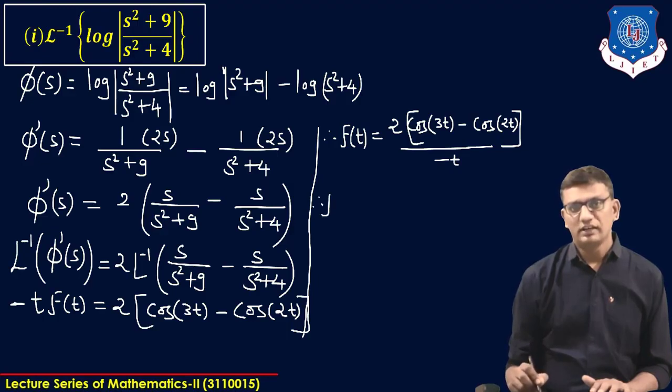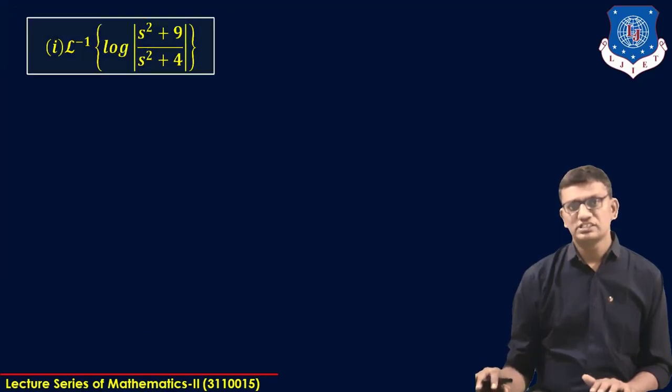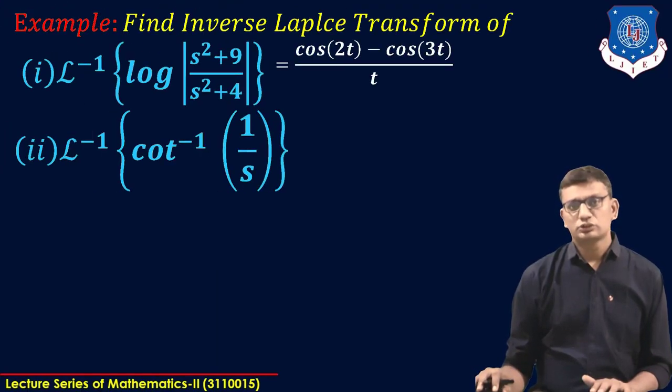Now f(t) can be rewritten as 2 times (cos 2t minus cos 3t) divided by t. So finally we got the answer: f(t) equals 2 times (cos 2t minus cos 3t) divided by t.